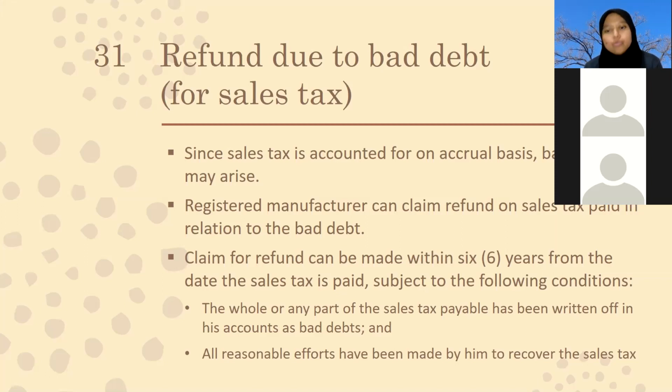Basically, this is also true for accounting. Even for accounting, before you can write off a debt, you need to show proof. You have made calls, you have sent letters, you have used the lawyer to try to collect the amount due. If all efforts have been taken, but you still cannot collect the money, or maybe because your customer turned bankrupt, there is no way you can get back the money, okay, then you can claim for refund. That's why you are given 6 years.